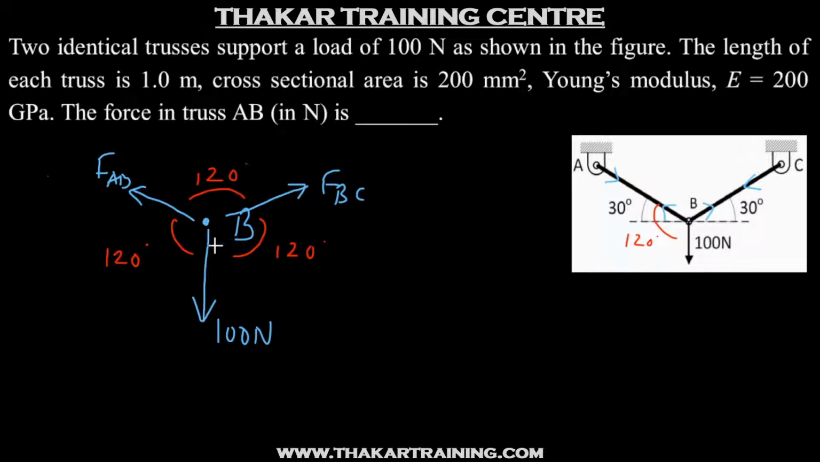So here we are looking at a special case of Lami's theorem where all the angles are equal. So if all the angles are equal, all the forces will also be equal. So force in member AB will be equal to this 100 Newton. So the answer will be 100.